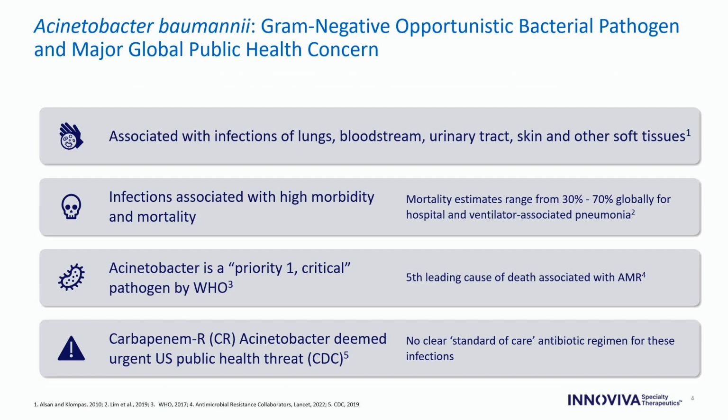Why Acinetobacter? Acinetobacter is a nasty, nasty pathogen. Infections infect the lungs, bloodstream, urinary tract, skin, a number of soft tissues. Infections caused by Acinetobacter have incredibly high mortality rates. Globally, it's an average of a 30 to 70% mortality rate. Essentially, patients get infected with Acinetobacter, they have a 50% chance of dying. This is a nasty, nasty bug.